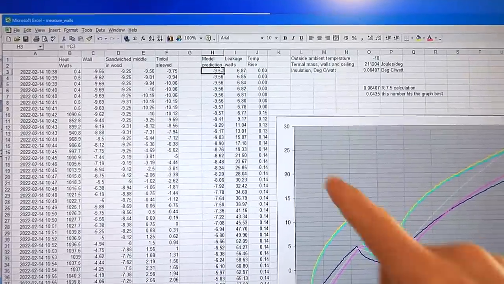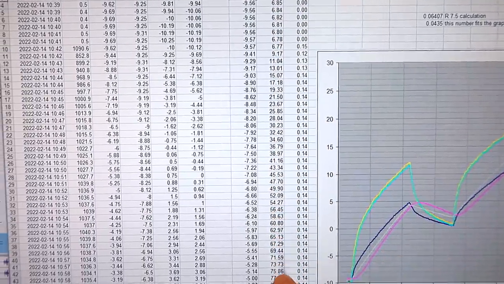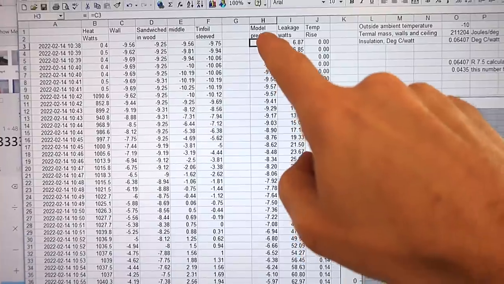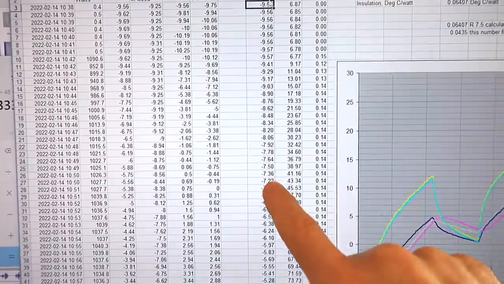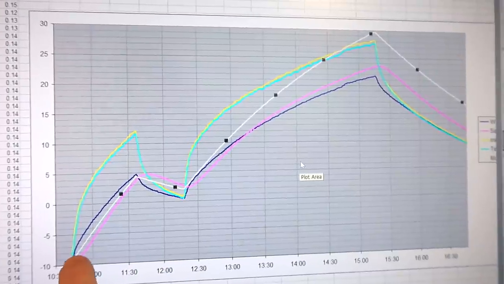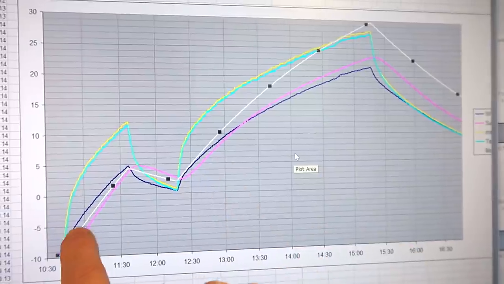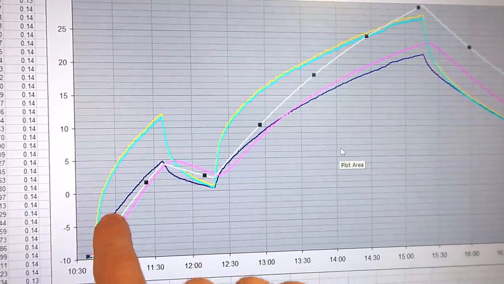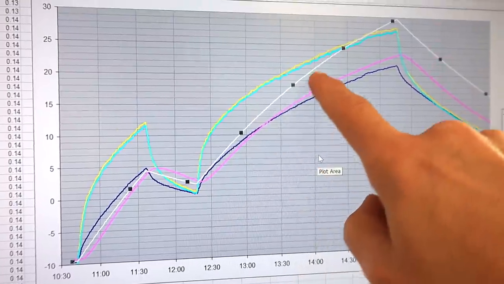Based on my insulation calculations, I was able to calculate how much heat is leaking out of the shed in theory. And given the thermal mass and the heat input minus the leakage, I was able to make a prediction of what the temperature should be on this graph. And the temperature that my model predicts is this white line here, which initially kind of follows the average of the sensors inside the sandwich and taped to the wall, but then it starts to deviate.